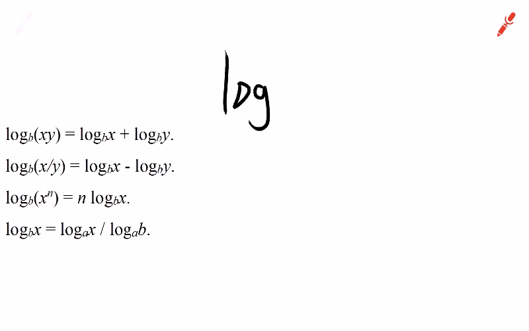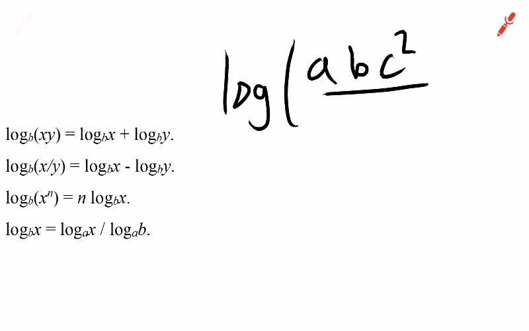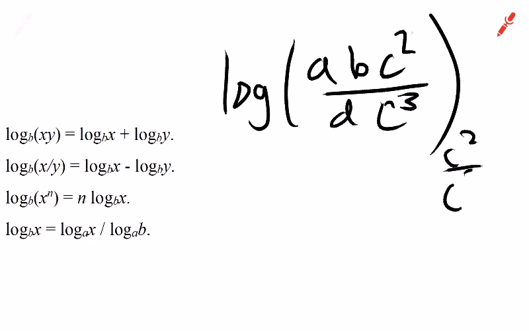Okay. How about the log of, these are all variables, A, B, c squared over c cubed, and let's do d c cubed or something like that. Okay, numerator. First of all, we want to simplify c squared over c cubed. You have to subtract the exponents.